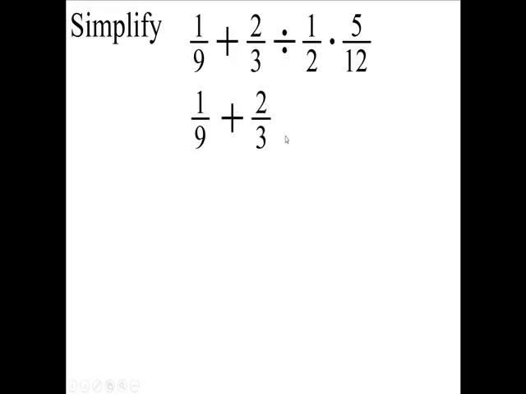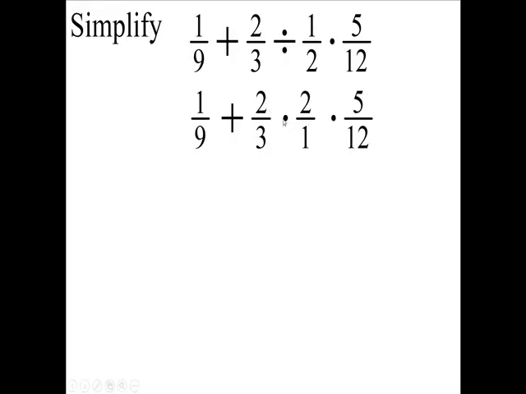change this to a multiplication, and we're going to flip from 1/2 to 2/1. So that's the keep, change, flip. Keep 2/3, change from division to multiplication, and flip the 1/2. Copy the 5/12 down. Now we're going to go from left to right in here.